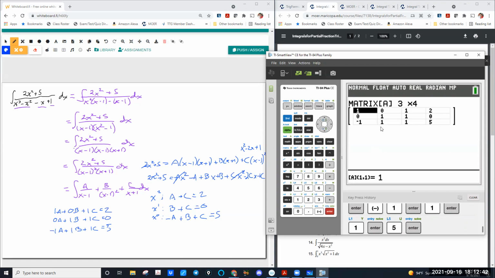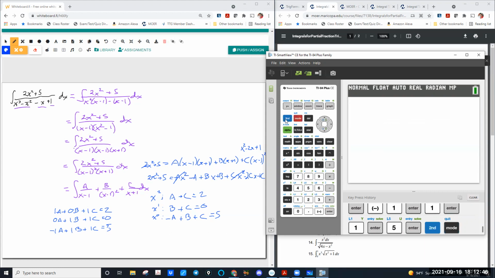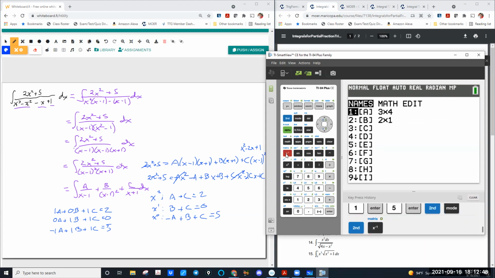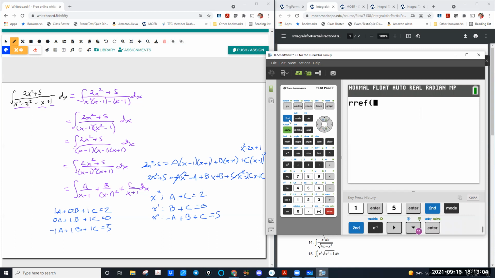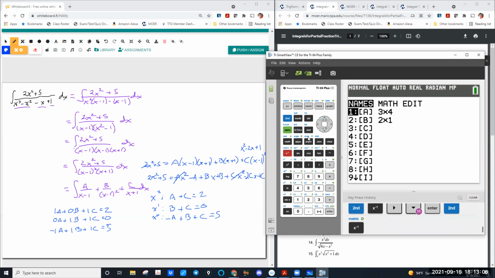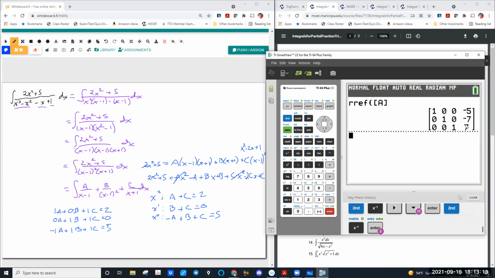All right, everything's entered into the matrix. And here's what you do. You quit out of here. You go back into second matrix. This time we're going to do math on it. You're going to scroll down to RREF. It stands for row reduced echelon form. We're going to hit enter. Then I'm going to put in that matrix, the second matrix. I'm putting in A. And then enter. There are my answers.